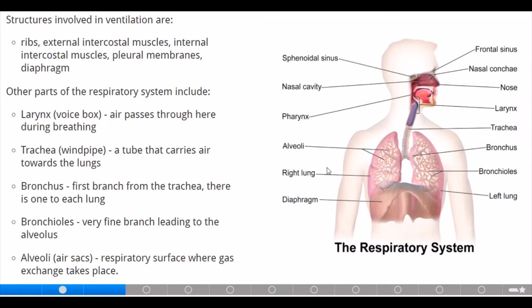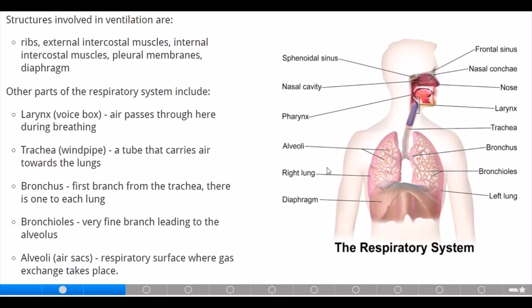Structures involved in ventilation. One of the characteristics of a respiratory surface is that it should be well ventilated. So here I want to look at the structures that are involved in well ventilation of a respiratory surface. The ribs, external intercostal muscles, internal intercostal muscles, the pleural membranes, and the diaphragm.